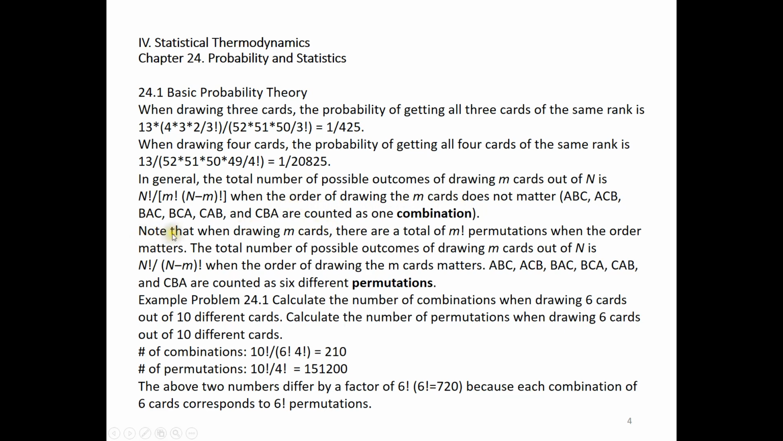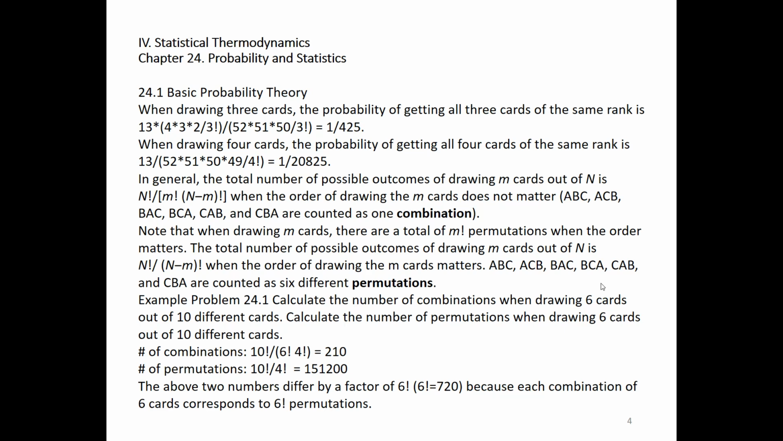But what if you draw m cards out of n cards, and what if the order matters? Well, if the order matters, then there are m factorial permutations, if you have m cards. So if you have 3 cards, you have 6 permutations, or 6 different orders. When you have 4 cards, you have 4 factorial permutations, or 4 factorial different orders.